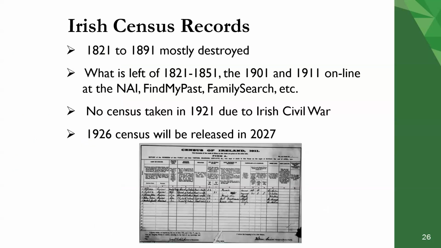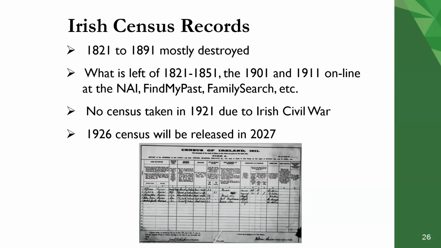So Irish census records started in 1821. But from 1821 to 1891, most of those were destroyed for one reason or another. What's left of the first few, the 1821 to 1851, you can find on the National Archives website of Ireland. You can find them on Find My Past and FamilySearch. The only complete censuses that the Irish have are the 1901 and 1911. Those are still completely intact and you can search those.